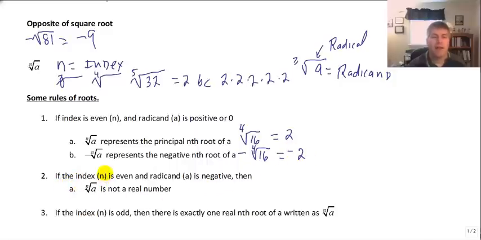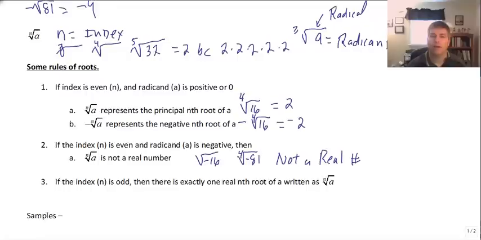Now if the index n is even, so we have an even root, a square root, a fourth root, a sixth root, etc., and the radicand is negative, then our simplified answer is there's no real number. So right now, we can't take the square root of negative 16 or the fourth root of negative 81. That is not going to be a real number. Those are imaginary numbers, and we'll cover those at another time.